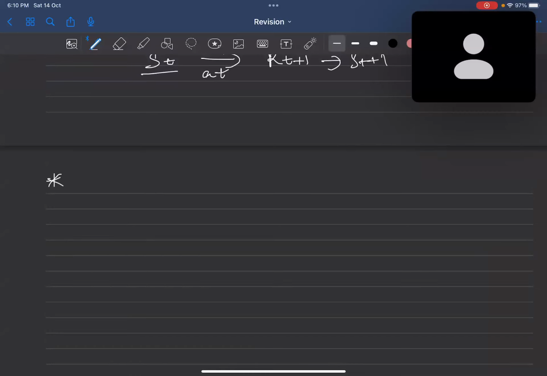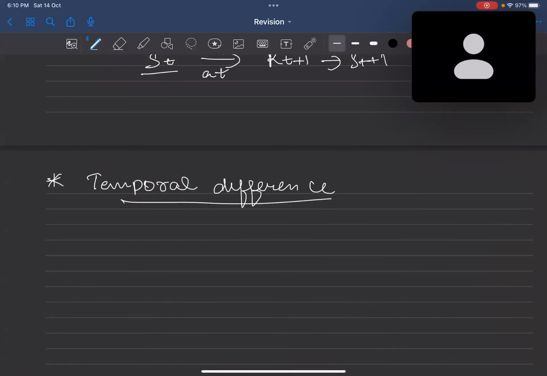Sometimes we have also, okay, I'll come back to online learning afterwards. What is temporal difference? What is temporal difference?